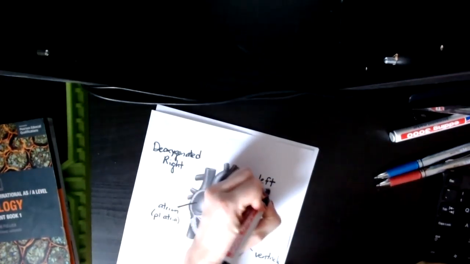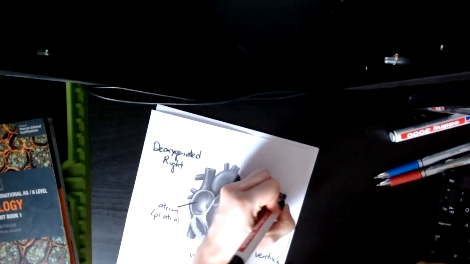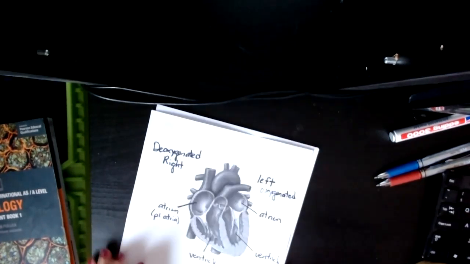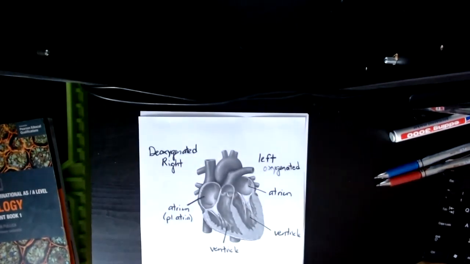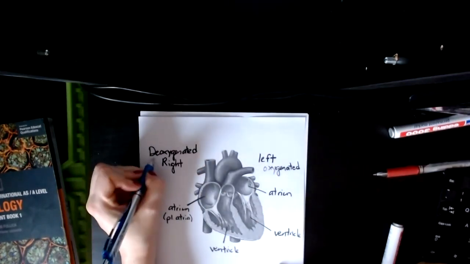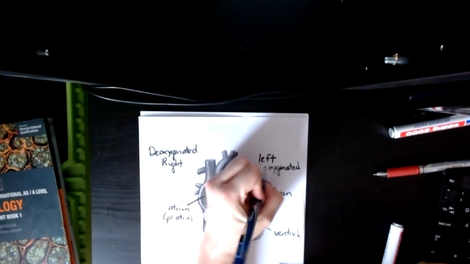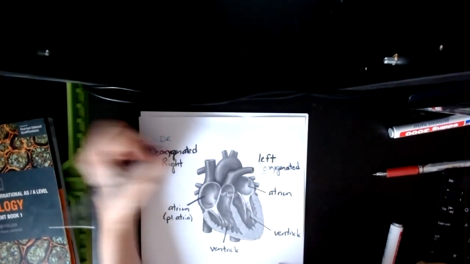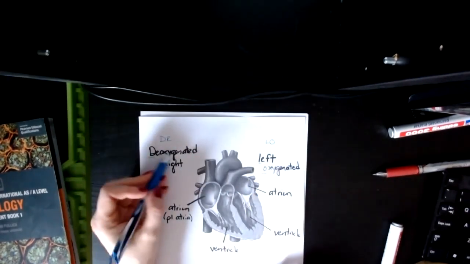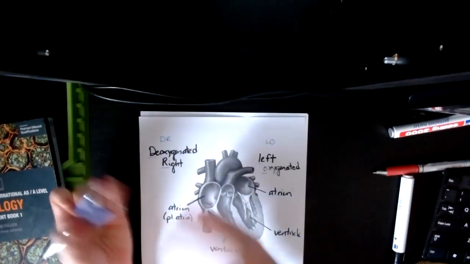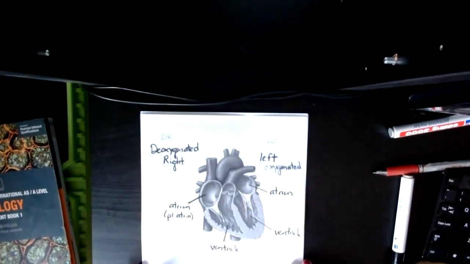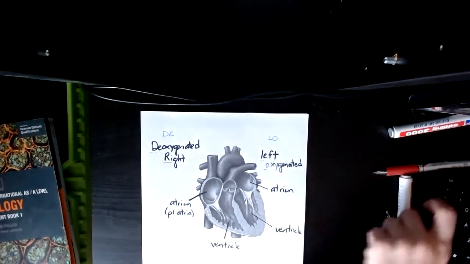And on the left side, we have oxygenated blood, so blood that's high in oxygen and low in carbon dioxide. And the easy way to remember that is the mnemonic Dr. Low. So if you remember Dr. Low, then you'll always remember which side is the right and also which side has the oxygenated and deoxygenated blood. Okay. So then the blood vessels.